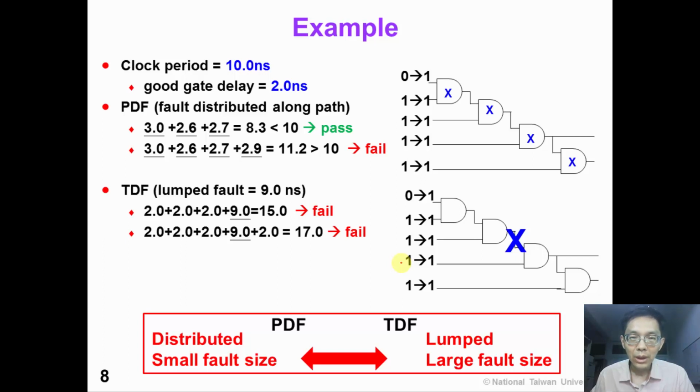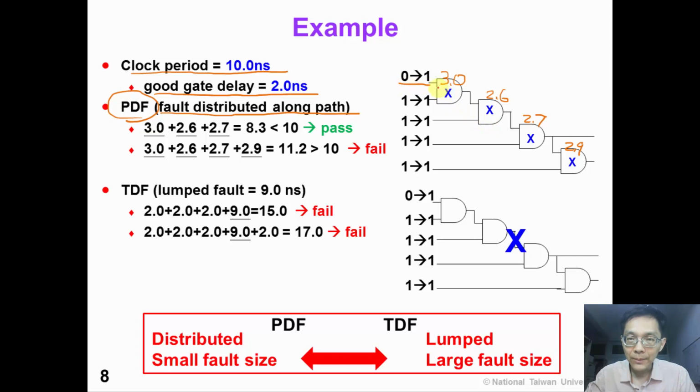So let me give you a specific example about path delay fault and transition delay fault. In this circuit, suppose that the clock period is 10 nanoseconds. For each gate delay, the good value is 2 nanoseconds. Now let's consider the path delay fault model. The fault is distributed along the path. Suppose this gate delay is now 3.0, this is 2.6, this is 2.7, and that last one is 2.9.